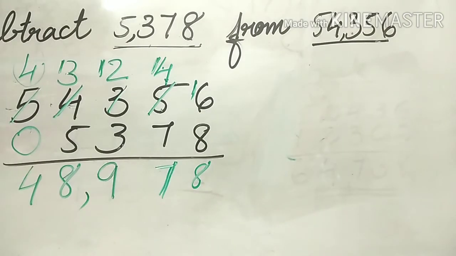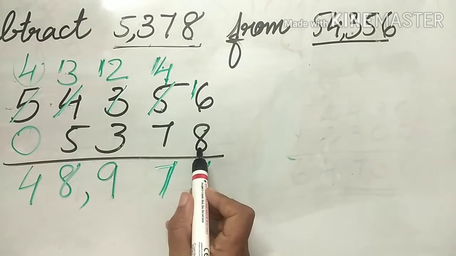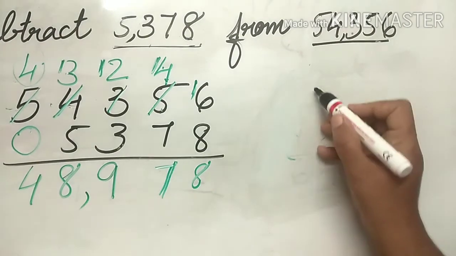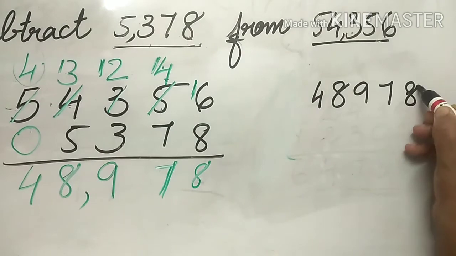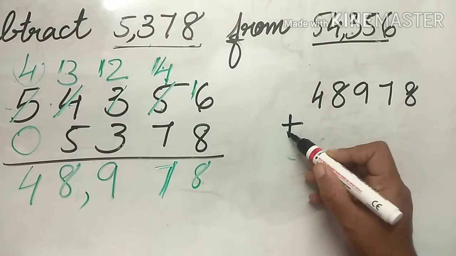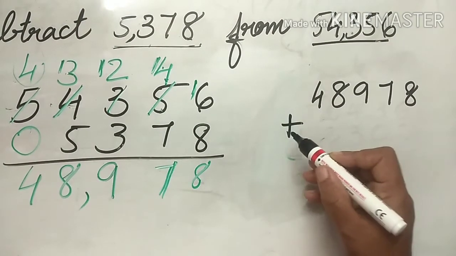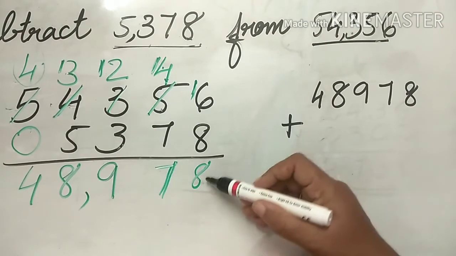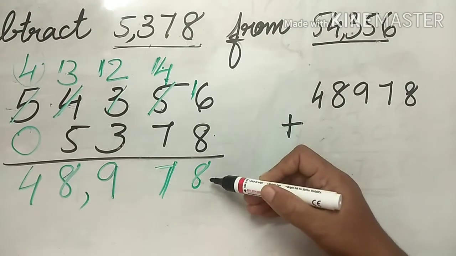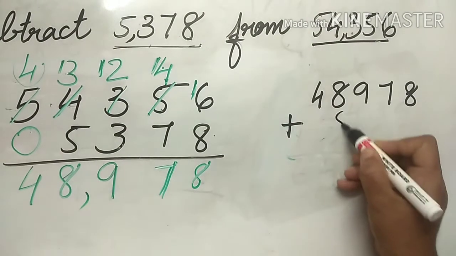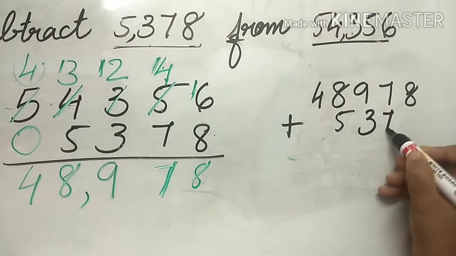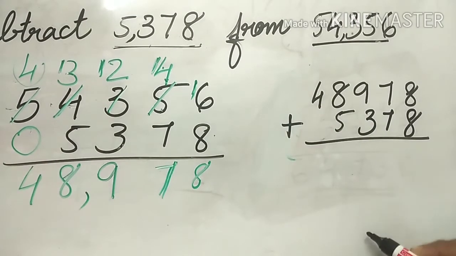Check. How will we check whether the answer is correct or not? We have to add the answer with the subtrahend. So I'm going to add 48978 plus, keep in your mind, this is addition. You are doing addition. These two numbers you are going to add. Then write the subtrahend second: 5, 3, 7, 8. Now start adding.